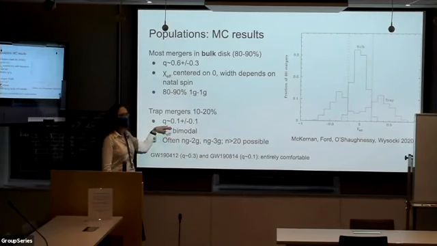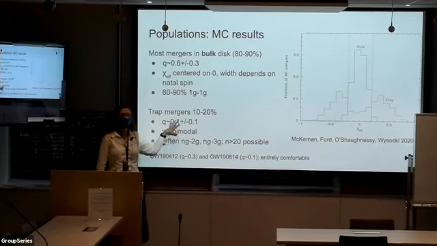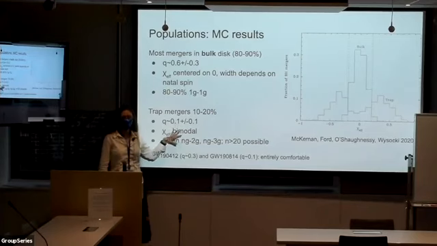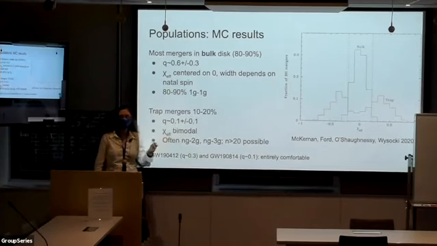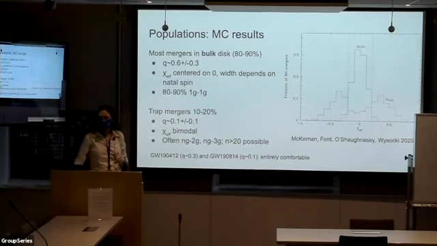And that's why the trap ends up with these really extreme mass ratios. You can end up with 10 to the minus 2 even for mass ratios.